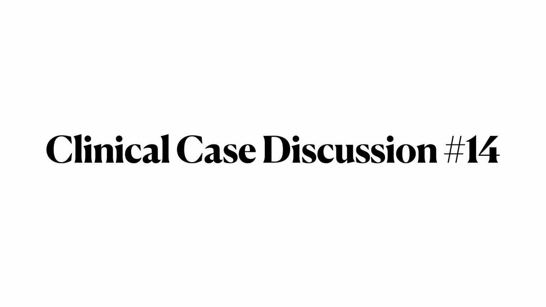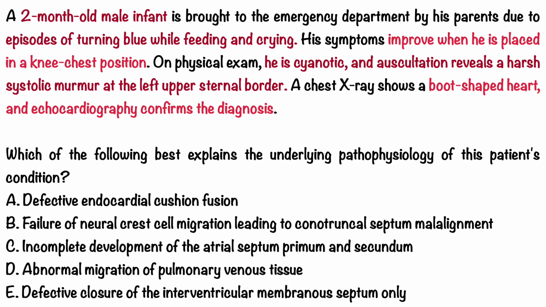So here is a challenge for you. You have to diagnose this case. A 2-month-old male infant is brought to the emergency department by his parents due to episodes of turning blue while feeding and crying. His symptoms improve when he is placed in a knee chest position. On physical exam, he is cyanotic, and auscultation reveals a harsh systolic murmur at the left upper sternal border. A chest X-ray shows a boot-shaped heart, typical feature of tetralogy of Fallot, and echocardiography confirms the diagnosis, right?